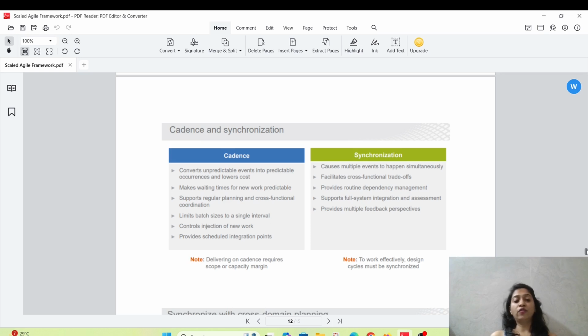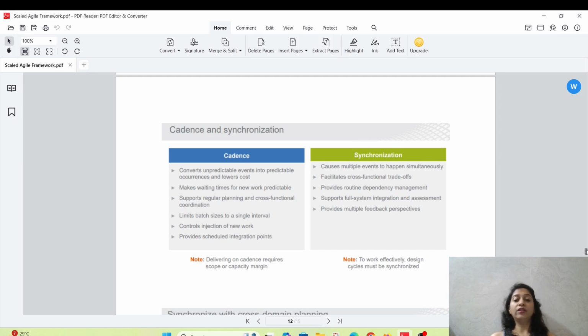What is cadence? It converts unpredictable events into predictable occurrences at a lower cost. It makes waiting time for new work predictable, supports regular planning and cross-functional coordination, limits batch size to a single interval, controls injections of new work, and provides scheduled integration points. So notice this: delivering on cadence requires a scope or a capacity margin.